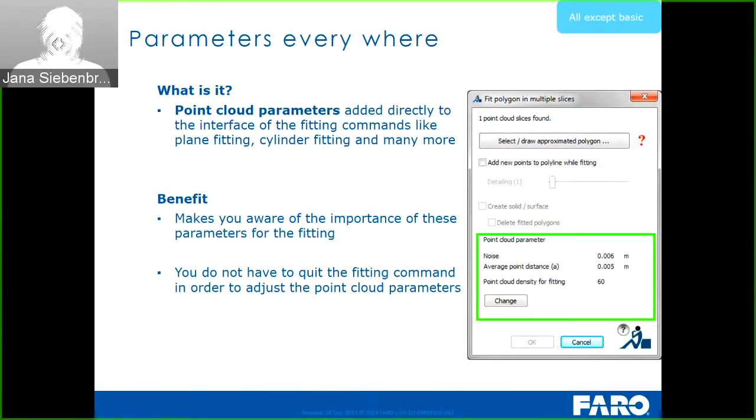Another improvement we've made to PointSense is that we put the point cloud parameters directly into the fitting and pattern recognition tools of PointSense, like plane fitting, cylinder fitting, and many more fitting commands. You will have the point cloud parameters directly in there. It helps you to be even more aware that these point cloud parameters matter for the results of the fitting tools. And also, you don't have to leave the fitting tool itself if you need to adjust the point cloud parameters for a certain area of the point cloud you're working on. So you can adjust those parameters directly from inside your fitting tool, which is quite handy.